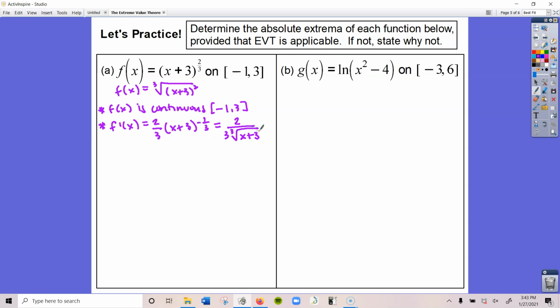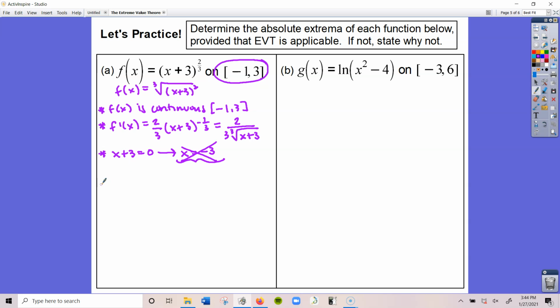Remember that the critical number can also occur when the denominator is equal to 0. So my critical number here is when x plus 3 is equal to 0, so x is equal to negative 3. But negative 3, if you notice, is outside of this interval. So this critical number is not going to apply for the EVT since it lies outside, and we're only trying to find the absolute extrema on that interval.